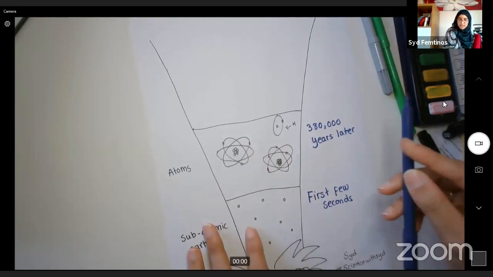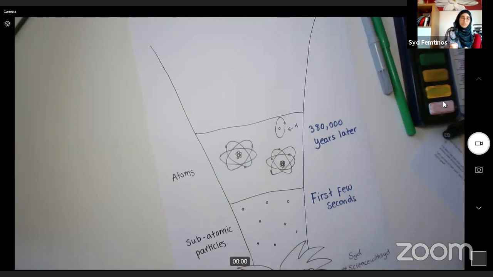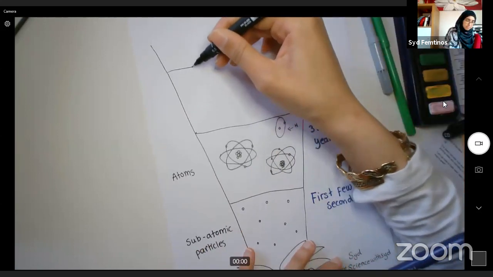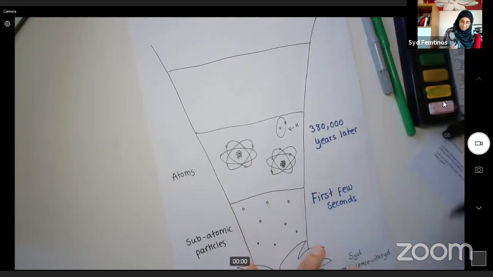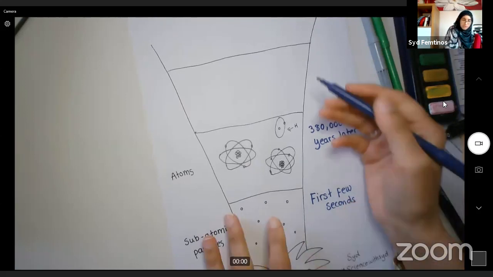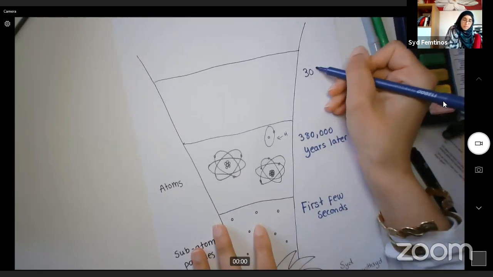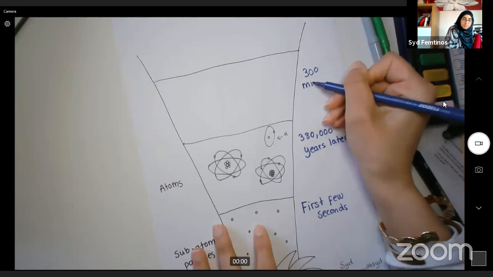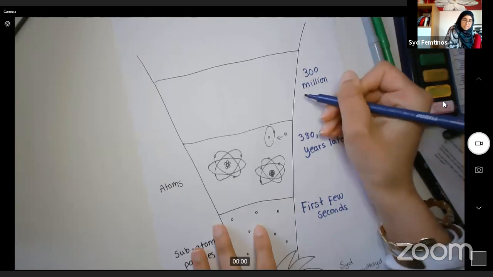What happened next? Picked up the wrong pen. Right, next. This is going to be 300 million years later.